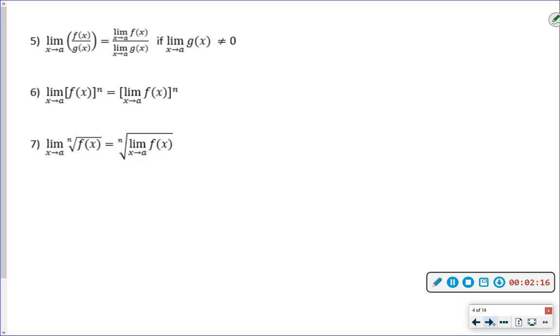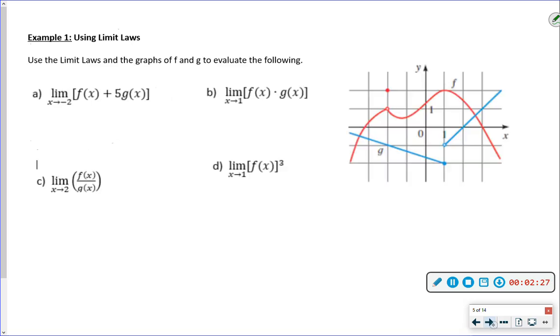So again, looks crazy, but I'm going to do the limits first of all the functions, and I'm going to apply the operations at the end. So I'm adding, subtracting, multiplying, cube rooting, whatever the case may be.